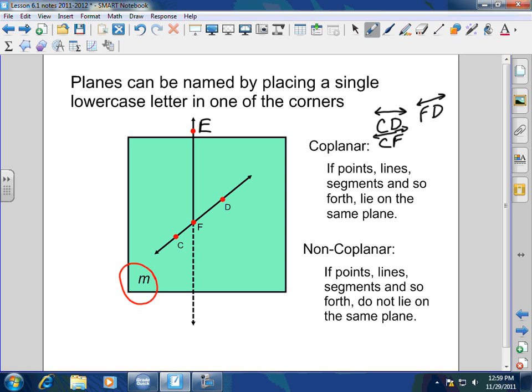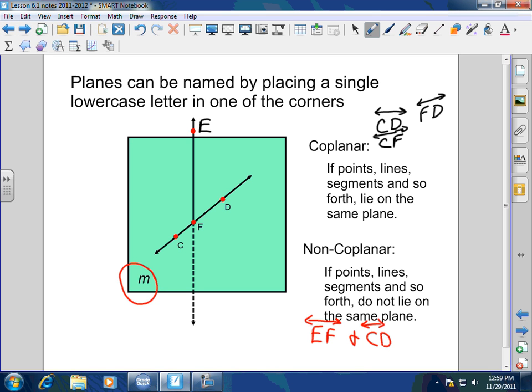So an example of non-coplanar here would be EF and CD. Those are non-coplanar because they are on different planes. CD is on the flat horizontal plane M, and EF is on the vertical plane EF. They are non-coplanar. Yes, sir.